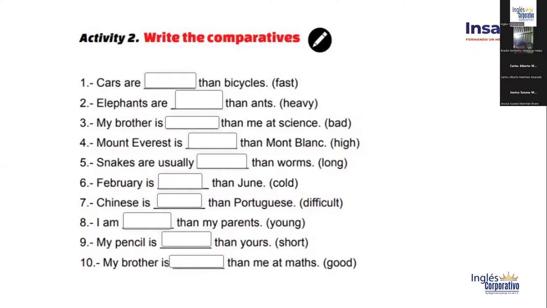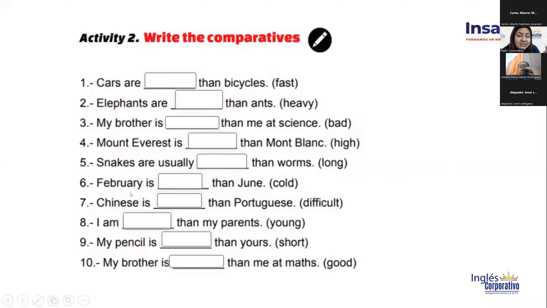Okay, number three, my brother is? Es worse. But my brother is worse. Yes, my brother is worse than me at science. Okay, number four. Mount Everest is... Higher. Higher, exactly. It's higher than Mont Blanc. Okay, snakes are usually... Longer than worms. Okay, number six. February is... This is the example. Colder. Colder than June.